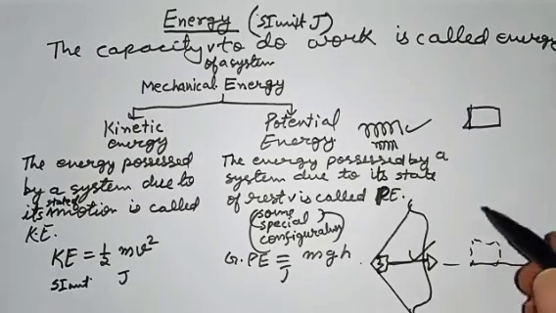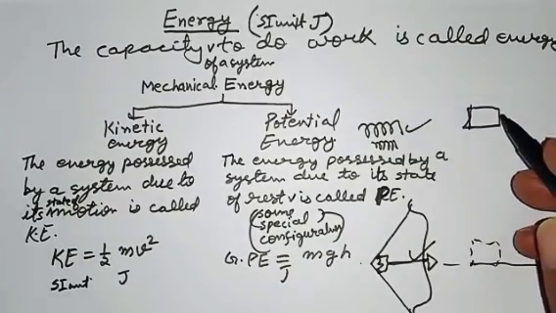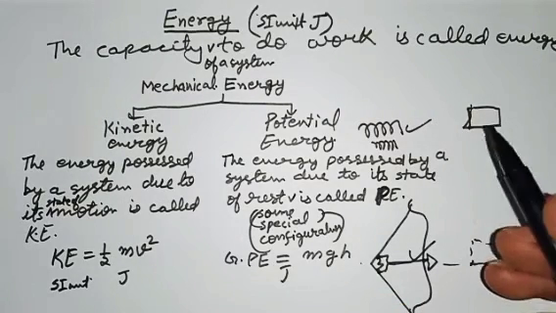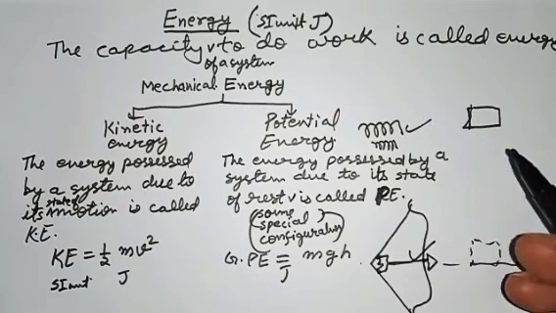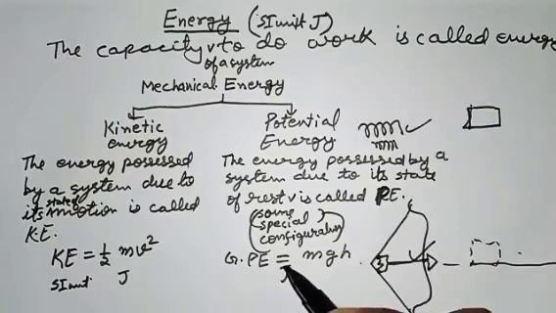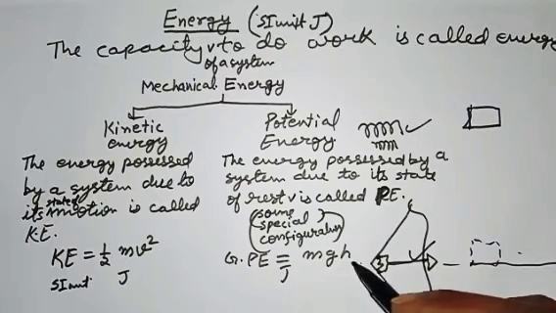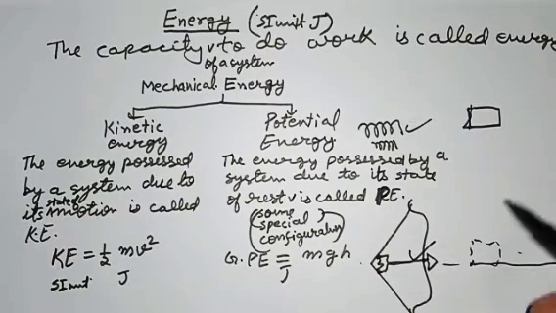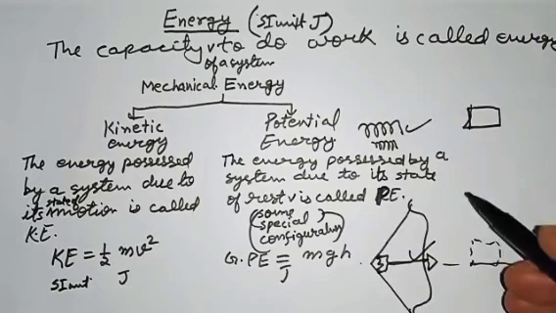So in this case, it has gained some energy, and that is called potential energy. That is gravitational potential energy because of its gravitational nature. So gravitational potential energy is mgh. What does it mean by gravitational nature? Because the force involved in it is gravitational force.